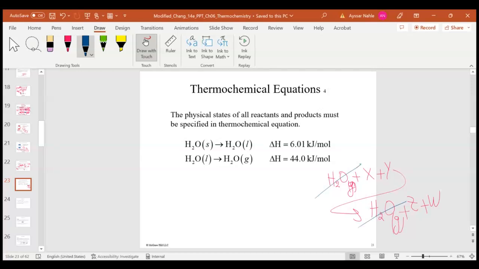The physical state of all reactants and products must be specified in the thermochemical equation, and here you have to say water solid, water liquid, and gas and so on. Notice one thing in here. When I melt the solid into liquid, I need to give it a certain amount of energy, 6 kilojoules. But if I want to get the liquid into gas, I need how much? More. Is this possible? Of course, because melting is easy. You give it some more energy, it will melt.